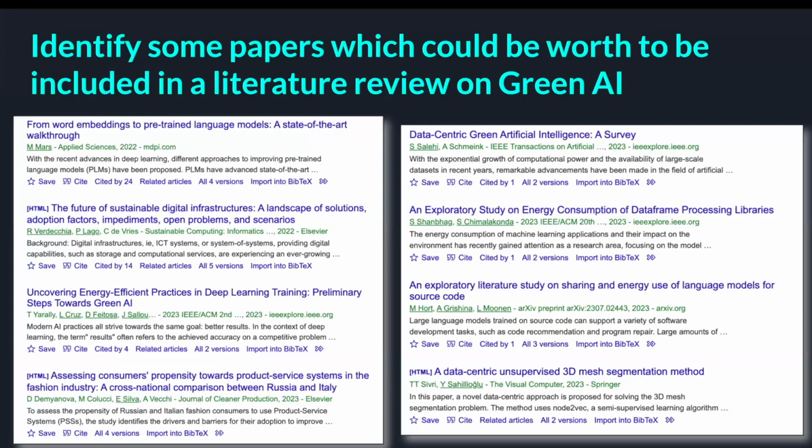Same thing, exact same thing with forward snowballing. This is the cited by section from Scholar, right? Under the title, you find a little link.